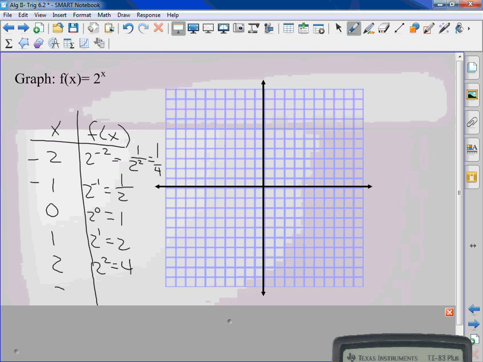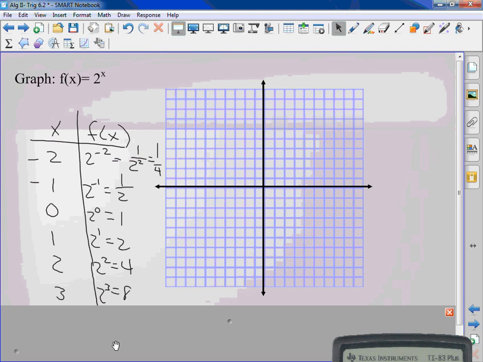2 squared is 4. Now, just so you see, if I did 3, 2 to the third is 8. 2 to the negative third would be 1/8. That's pretty much what it is. It's the reciprocals of the positives.